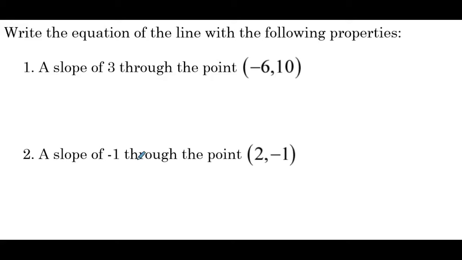Write the equation of the line with the following properties. A slope of 3 through the point negative 6, 10. So now let's go in the reverse direction. They've given us the slope and they've given us a point. Now let's write the equation.